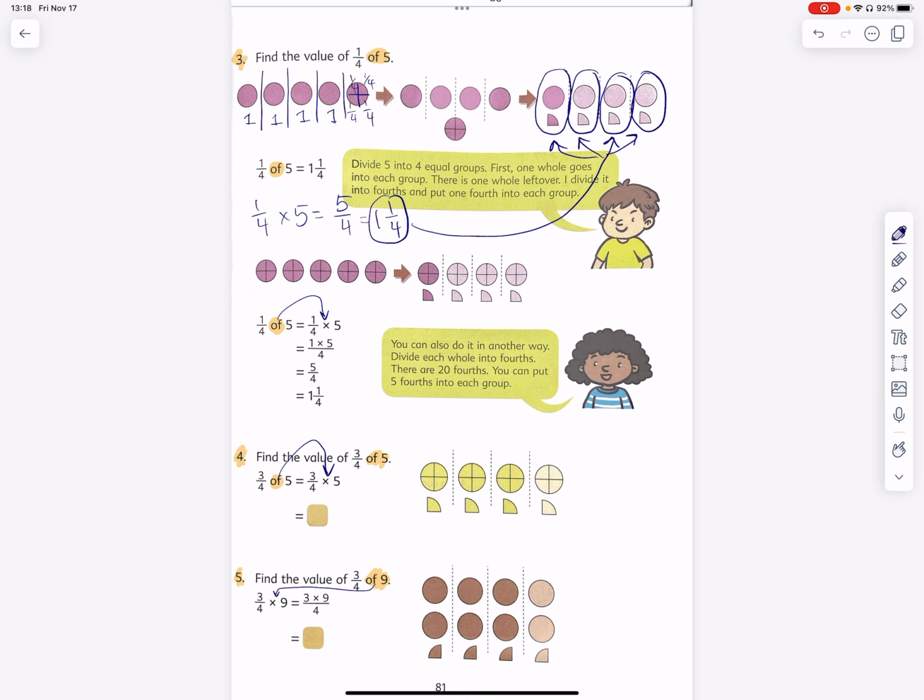Let's jump to number 4. Example number 4. Find the value of 3/4 of 5. Again, we have 5 circles, right? But we translate it into multiplication. I don't want you to worry about circles anymore or bars. Let's jump straight to mathematics. 3/4 of 5 means 3/4, 3/4, 3/4 5 times. It's repeated addition. We will get 15 quarters.